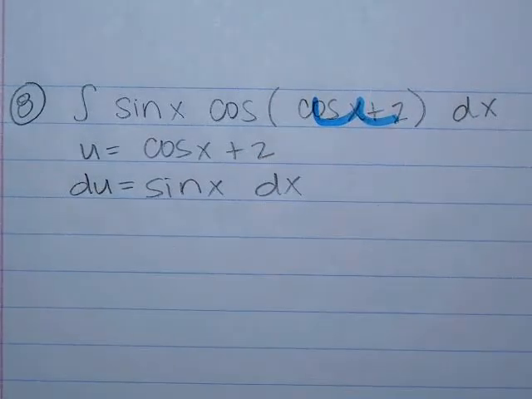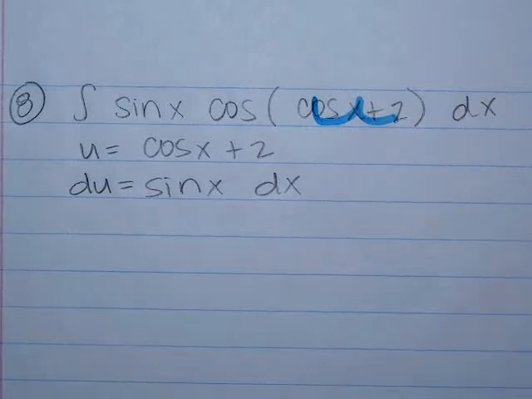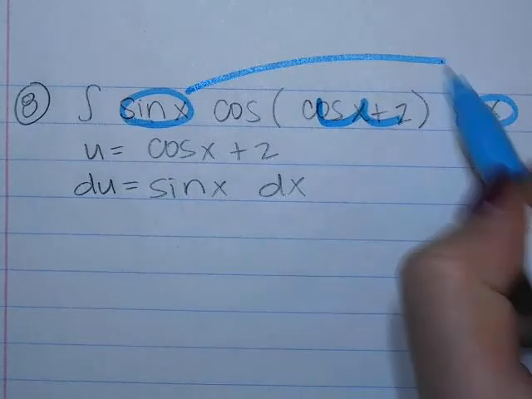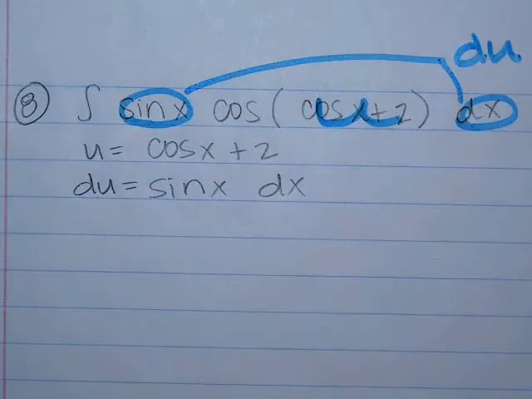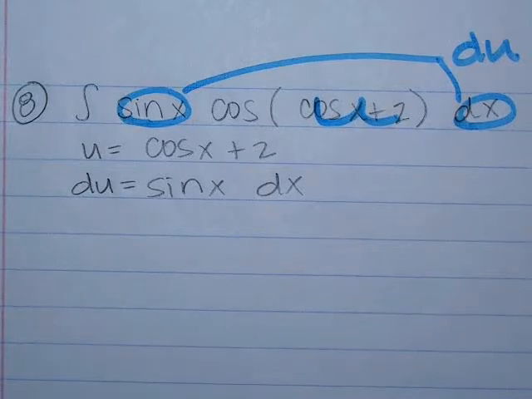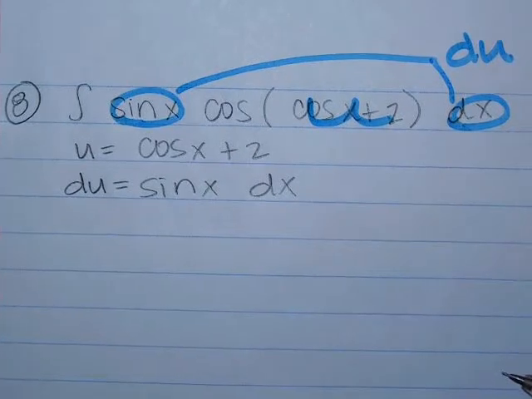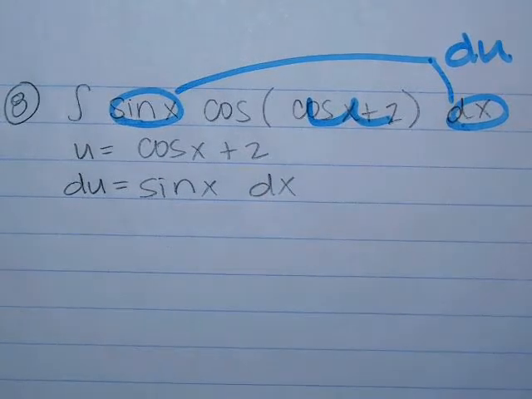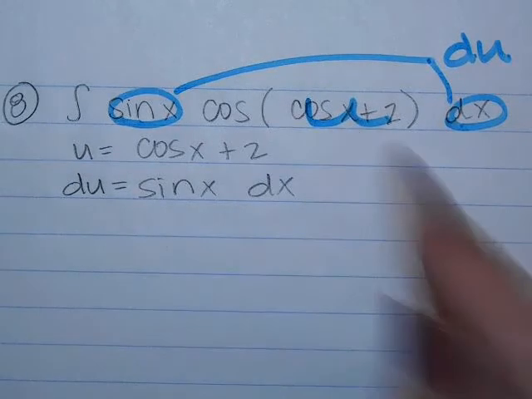Okay. So what do we see? We see a sine x and a dx. Okay, so this and this together are du. So when you find the du, it's not what the inside is of, it's the extra stuff. Once you say that this is u, you can't use it anymore. And then the cos is attached to that.